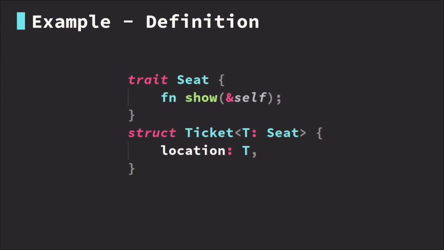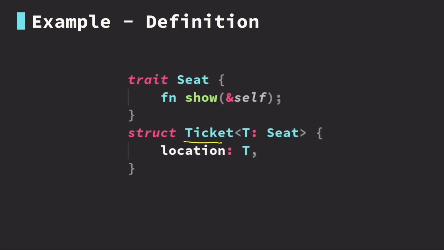Here's an example of a generic structure. We have a trait named seat, which is representing some type of seat at a venue, a transportation vehicle, or a waiting area, for example. The seat trait has a single function named show, which has no function parameters and will just be used to print out where the seat happens to be located.